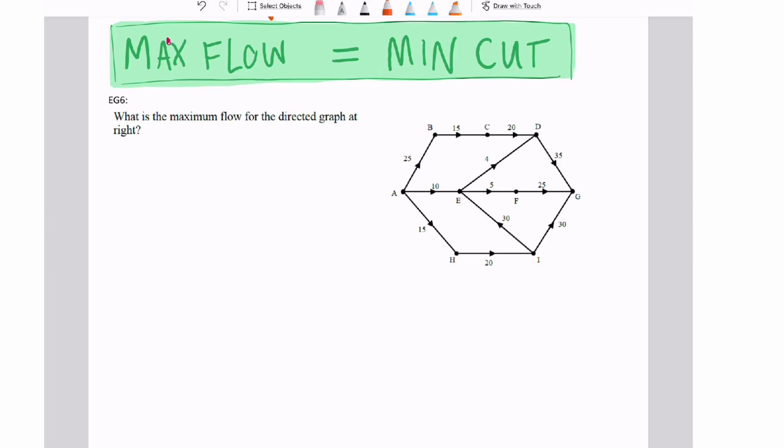What is the maximum flow? So let's see. Pause the video. Let's do your cuts. See what you get. I always go for the obvious ones. Start and end. They're nice obvious ones.